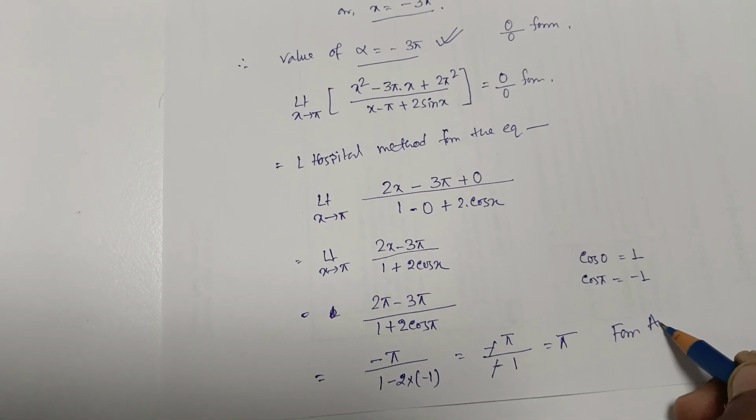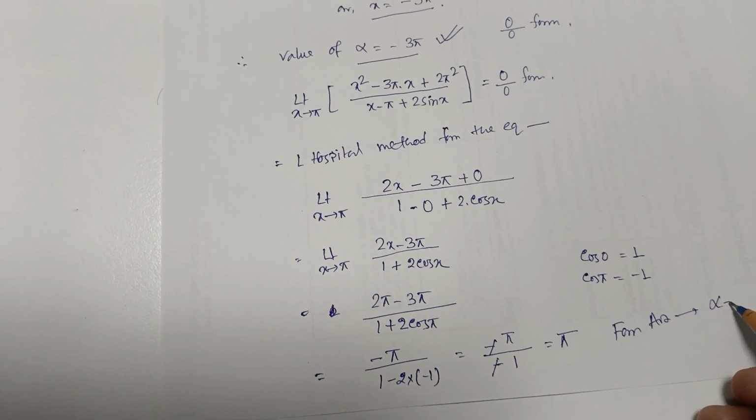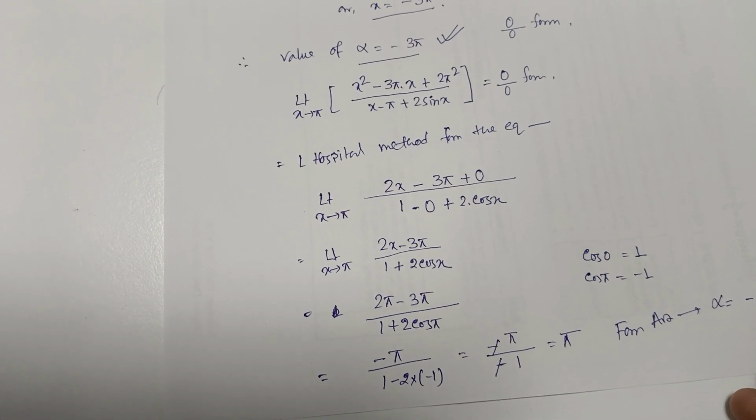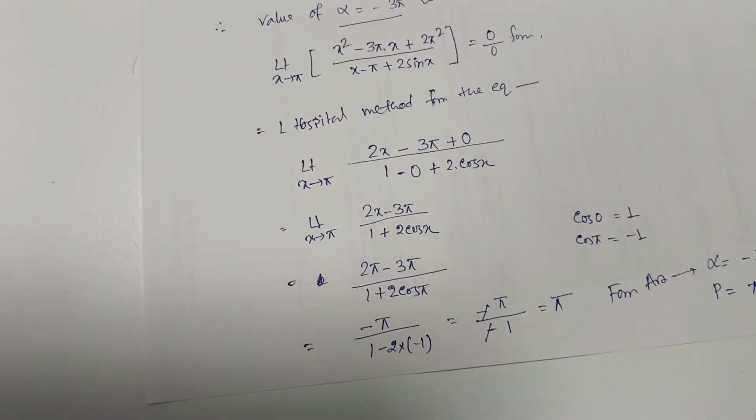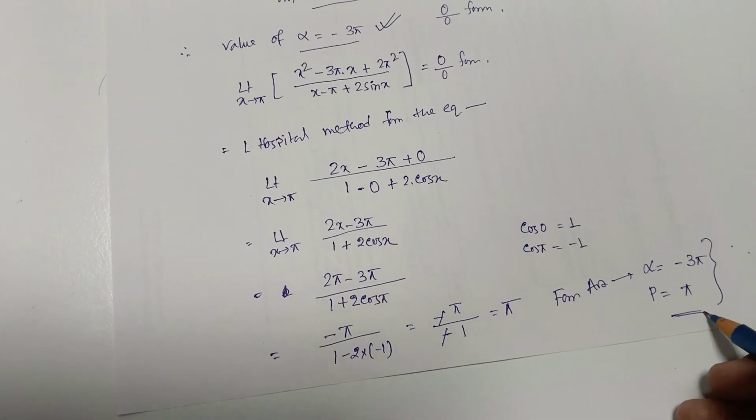So for this question, the answer is that the value of alpha is equal to minus 3 pi and the limit value of P is pi. This is the answer of the given question.